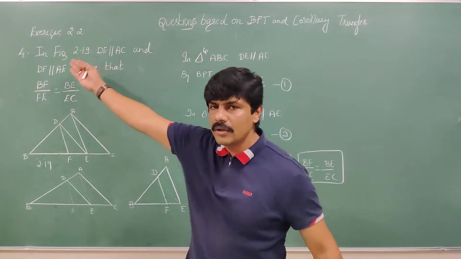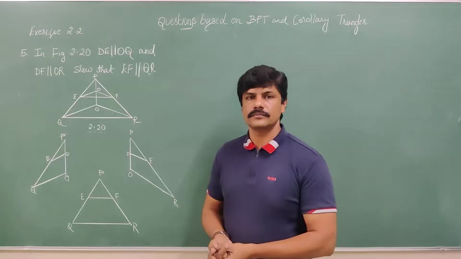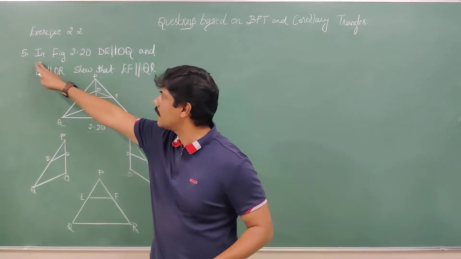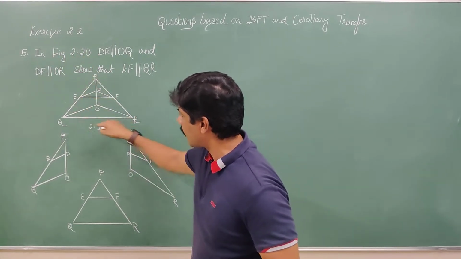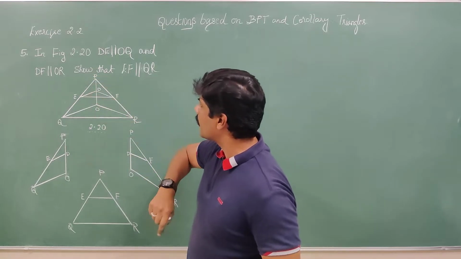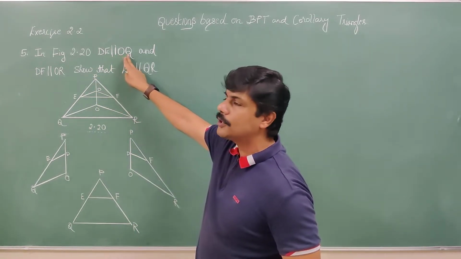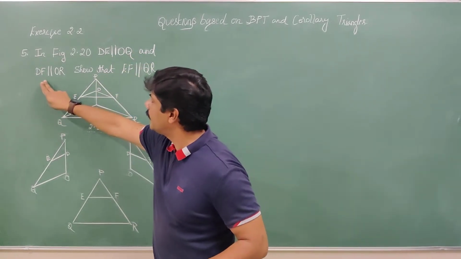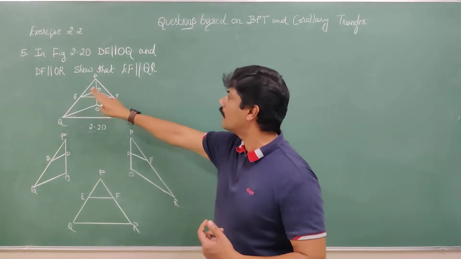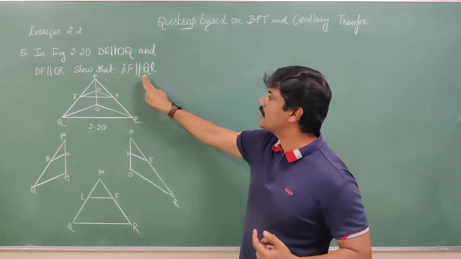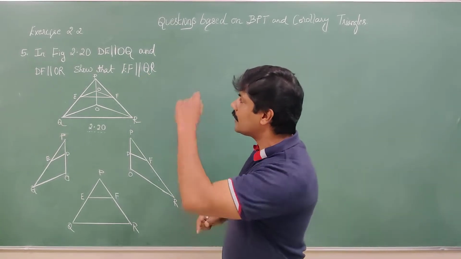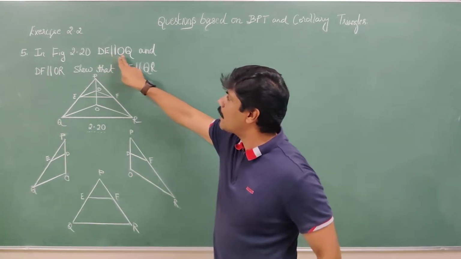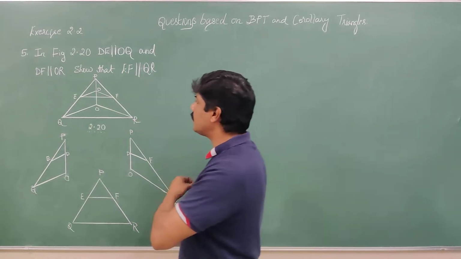Now we'll enter into the fifth problem. Now we'll see question number 5, children, of exercise 2.2. In figure 2.20, DE is parallel to OQ and DF is parallel to OR. Show that EF is parallel to QR. We have to show that EF is parallel to QR. What is the condition given? DE is parallel to OQ. Where is DE?